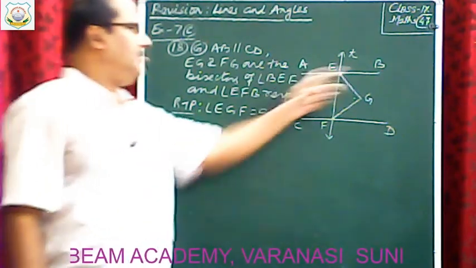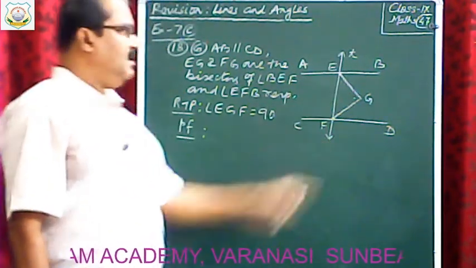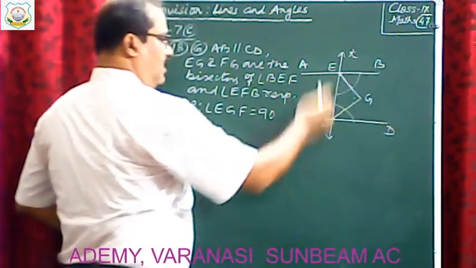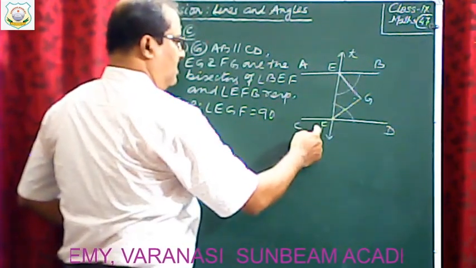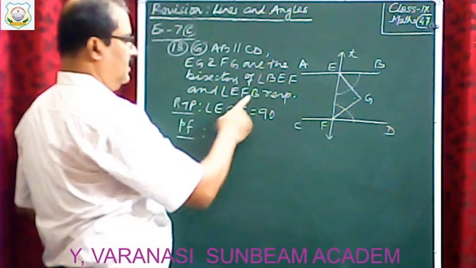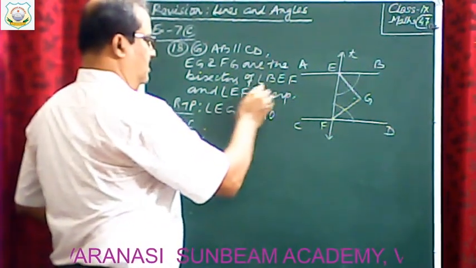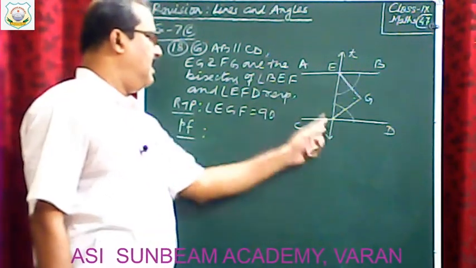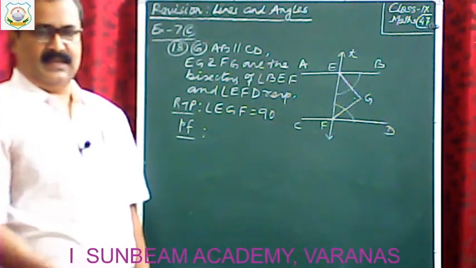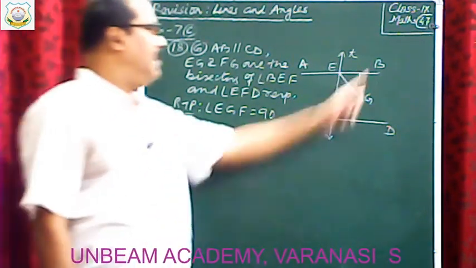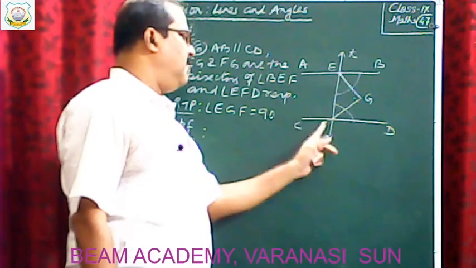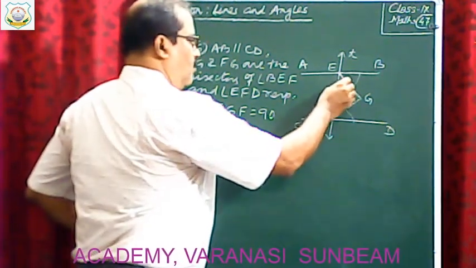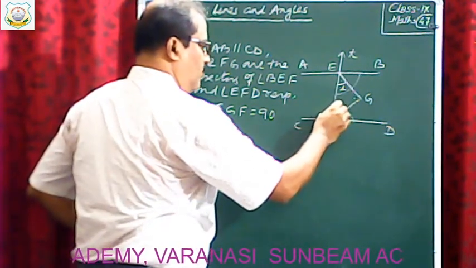Let's see, we have two parallel lines and a transversal. Then angle BEF plus angle EFD are two co-interior angles. Their sum is 180 degree. Means angle BEF plus angle EFD equals 180 degree. Now angle 1, angle 2 you have to mark.